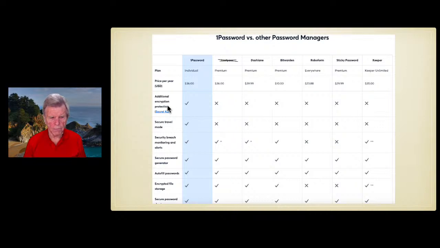But here's a matrix of the features. You see here that 1Password has additional encryption protection by using a secret key. Nobody else has that. They also have a secure travel mode. So if you're in a situation where you're traveling, you're crossing a border into a foreign country or coming back, you may want to disable 1Password so that they cannot see your passwords, and then you can re-enable it when you get back home. Most of them, or all of them, have a secure password generator and autofill of passwords. A couple of them don't have encrypted file storage, and there's some more features here that didn't fit on the page.